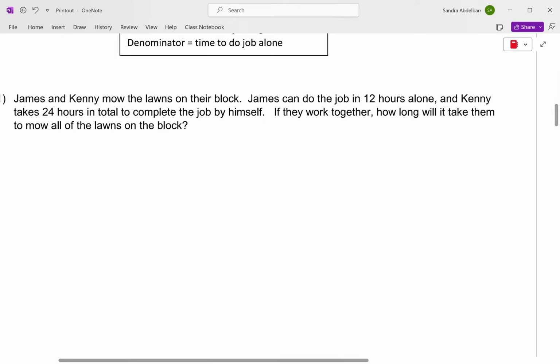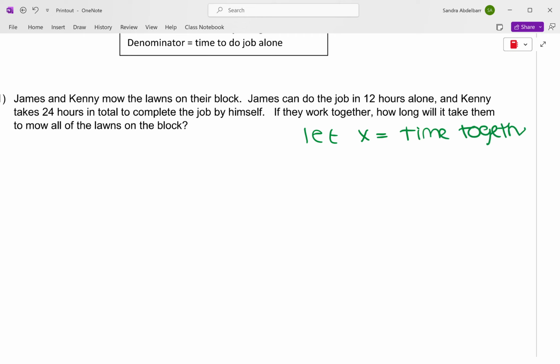So James and Kenny mow the lawns on their block. James can do the job in 12 hours alone, and Kenny takes 24 hours in total to complete the job by himself. If they work together, how long will it take them to mow all of the lawns on the block? So I'm going to say let X equal time together. And we're going to take James plus Kenny, and that's going to equal the total job.